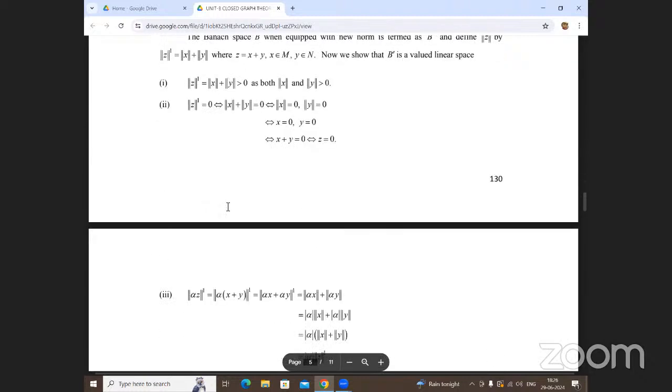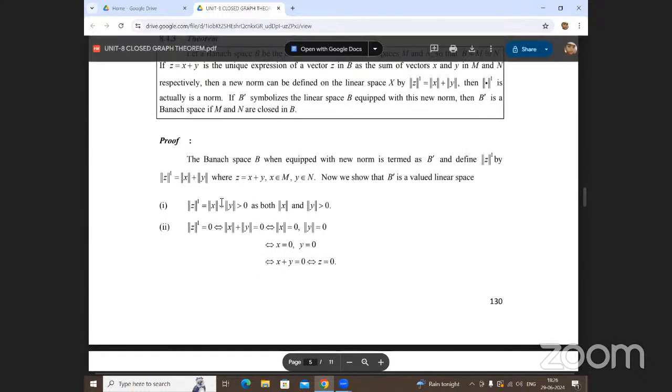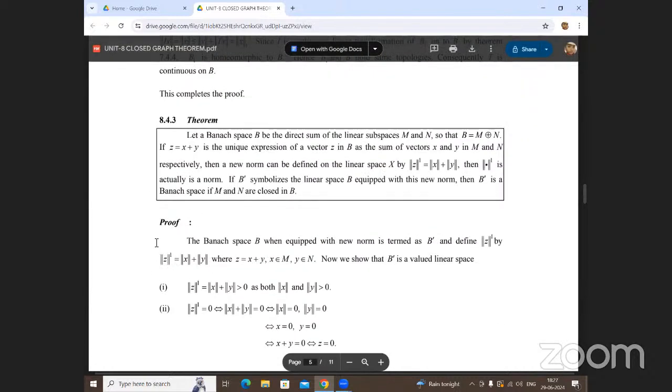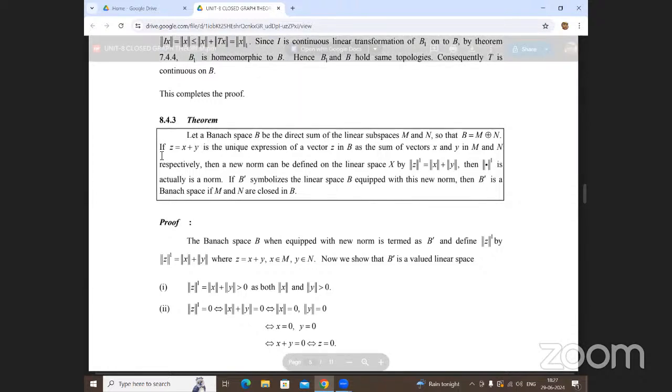Students, now this theorem is only for identification purposes; this is not necessary here. 8.4.3, sometimes that is also given. Sometimes this is also given as a direct theorem in 8.4.3 for 10 marks. That is the unique representation.